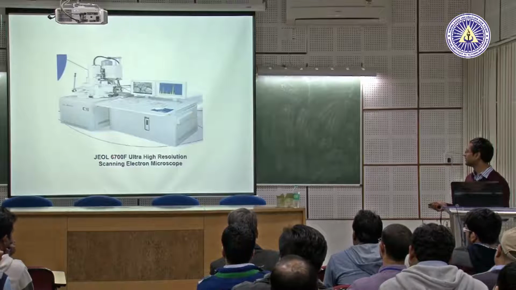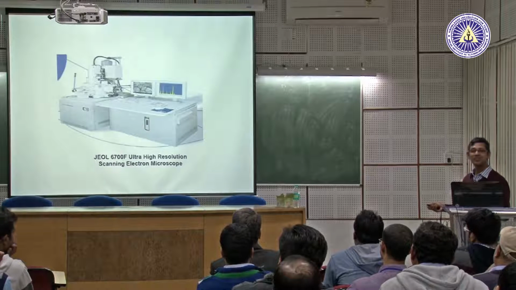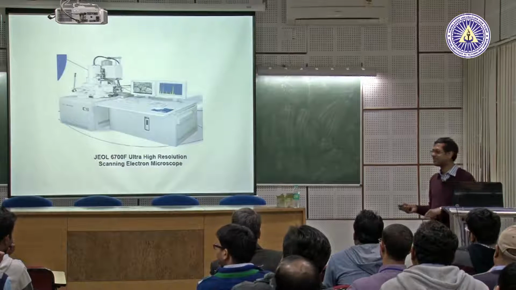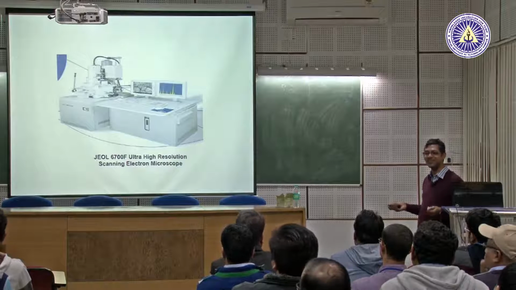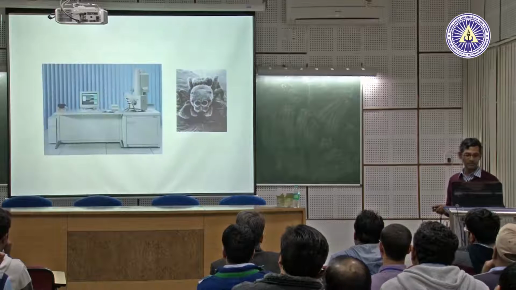Let me just show, this is another microscope of the same caliber using JEOL. We have a JEOL microscope here in SEMS. I don't know what this is. What is that? 7100. Even better than these. Okay, 6700F. F stands for analytical capability.